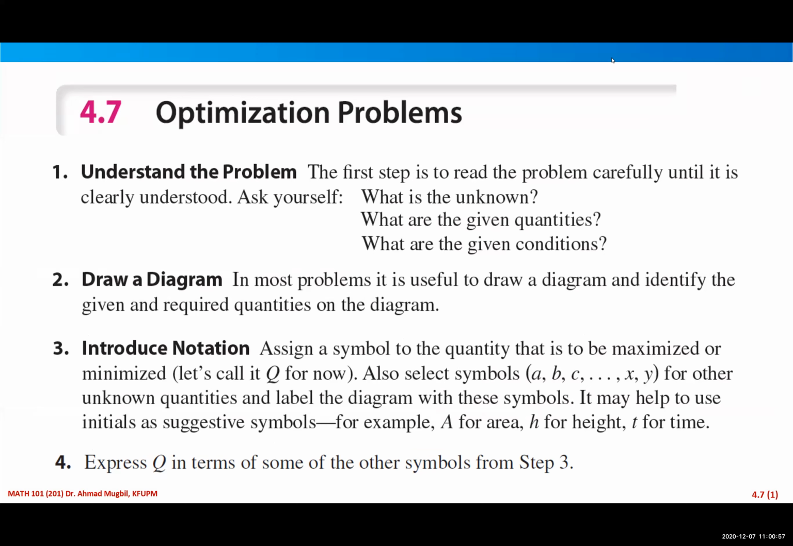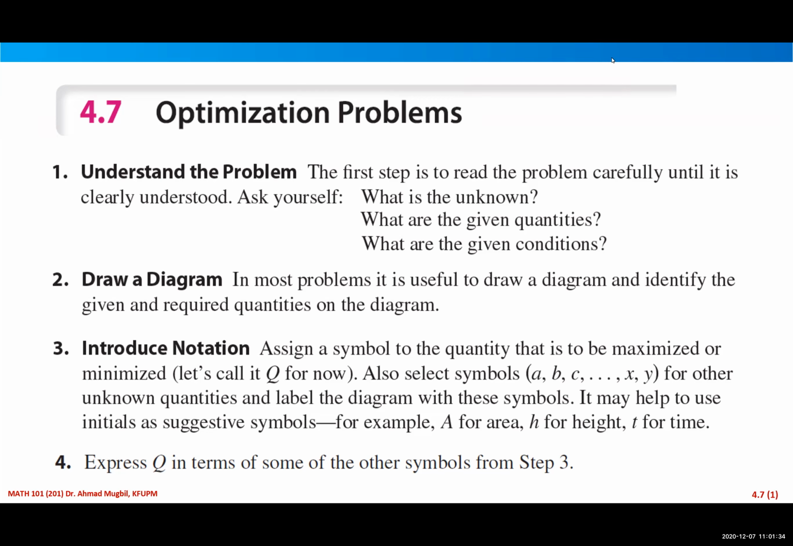To be able, Shabab, to solve the optimization problems, you need to follow these guidelines. First of all, you need to understand the problem. How to check that you understand the problem or not? Ask yourself these three questions. What is the unknown? What are the given quantities and what are the given conditions on these quantities? And of course, if you can draw a diagram, it means you also understood the problem. So it is important in most of the problems to draw a diagram.